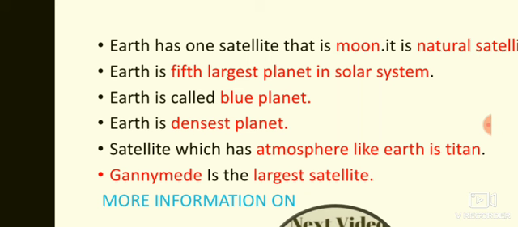The satellite which has an atmosphere like Earth is Titan. Titan is the satellite which has an atmosphere similar to Earth's atmosphere. And Ganymede is the largest satellite.